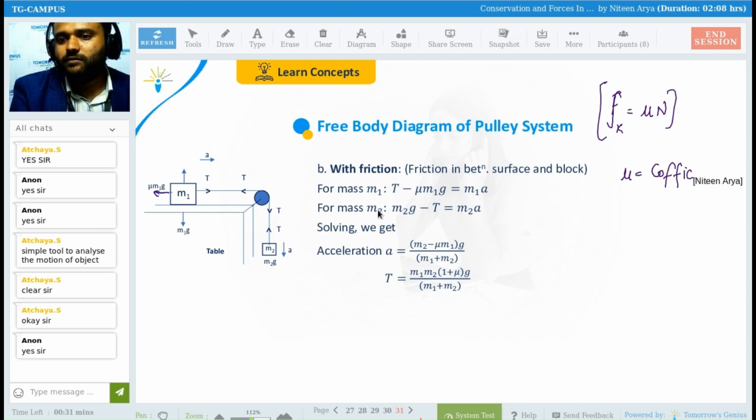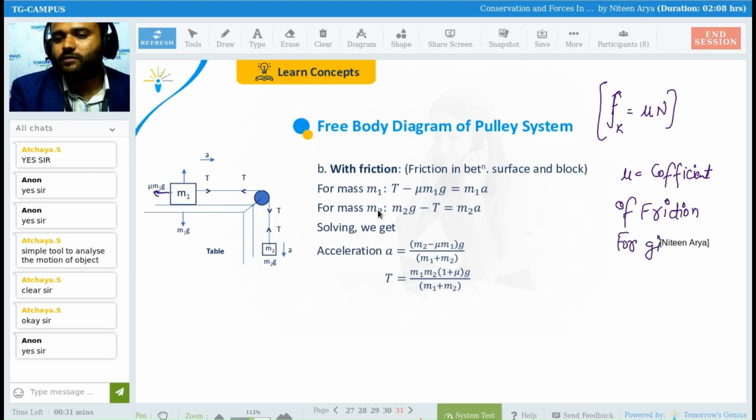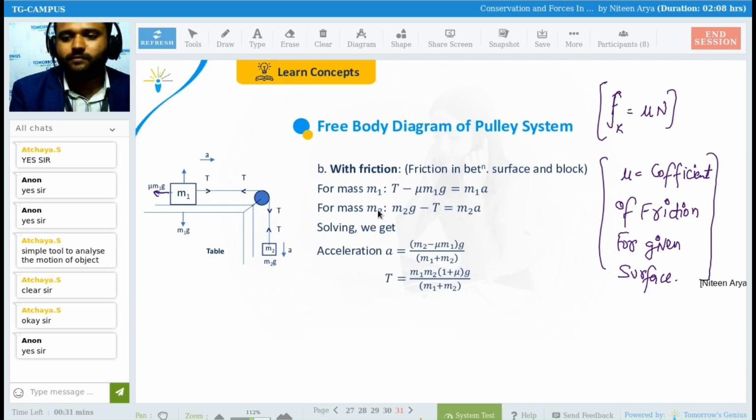Where mu is the coefficient of friction for the given surface. Clear, everyone? Clear? So that is the frictional force.